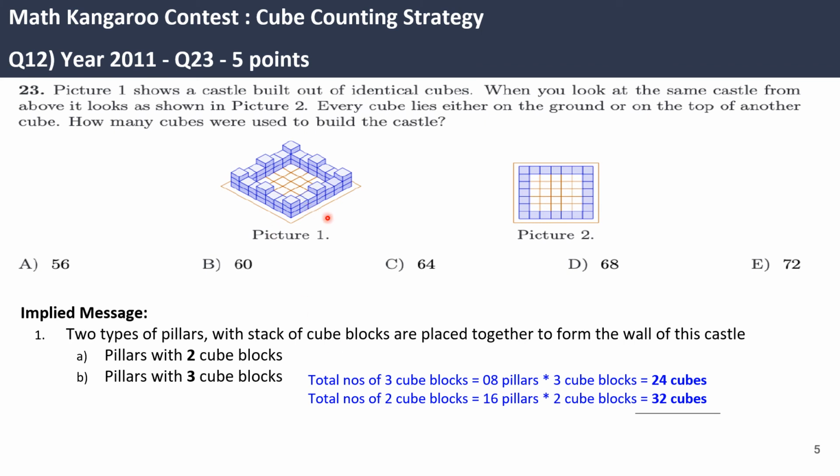So that makes it a total of 24 cubes. If I count the 2 cube blocks, there are 16 pillars, and each pillar has 2 cubes. So the total number of cubes would be 32 cubes. The answer to this question is we need to add 24 and 32. That's 56 cubes. The answer is option A.